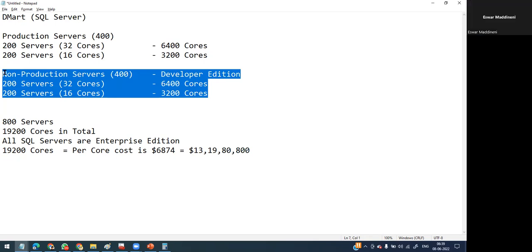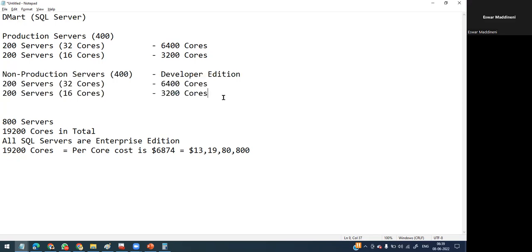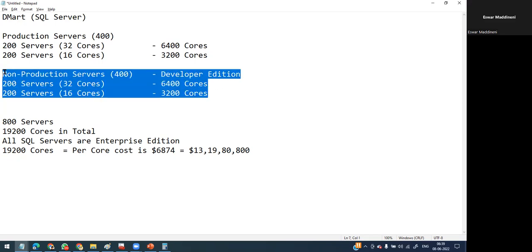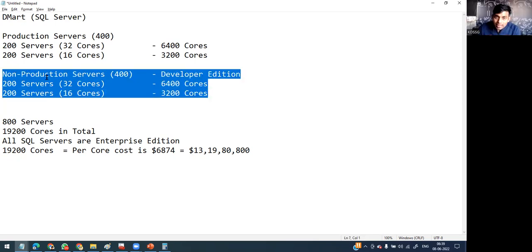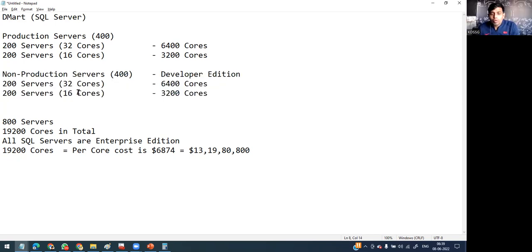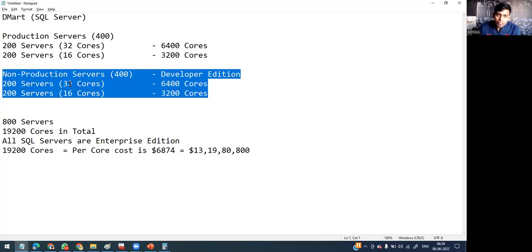Also, should we increase or decrease the cores on developer editions, 32 cores, 16 cores, 8 cores? Repeat, I didn't understand. It's okay, let's keep the servers at 32 cores and 16 cores, no problem. Developer edition is free anyway, right, sir? Any number of cores doesn't matter. So just switch to developer edition.